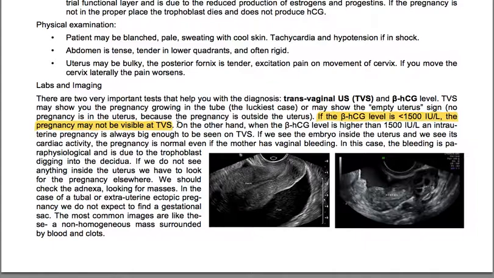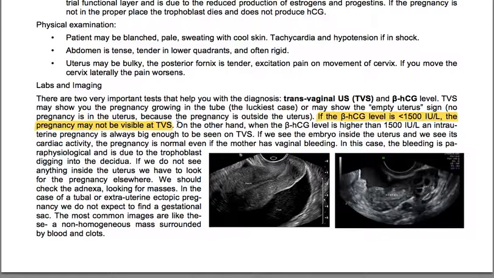If we see the embryo inside the uterus and we see its cardiac activity, the pregnancy is normal, even if the mother has vaginal bleeding. In this case, the bleeding is paraphysiological and is due to the trophoblast digging into the decidua.